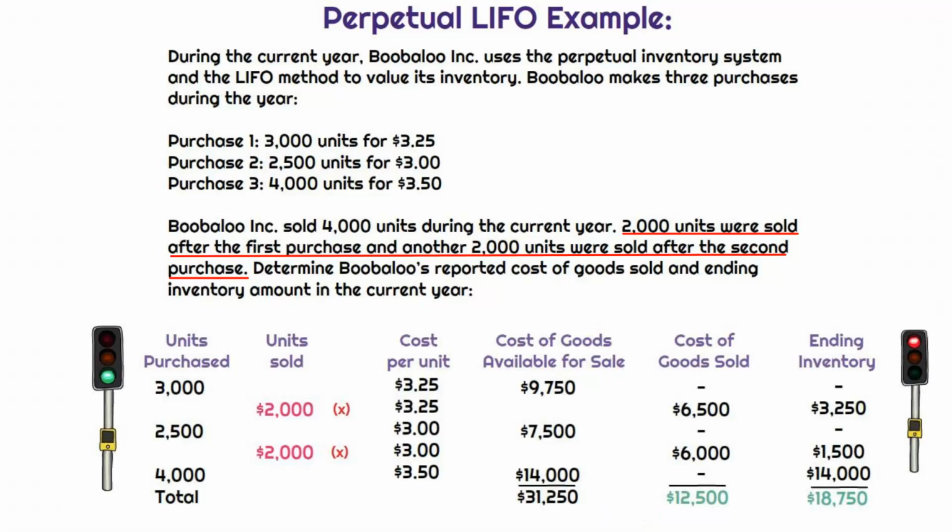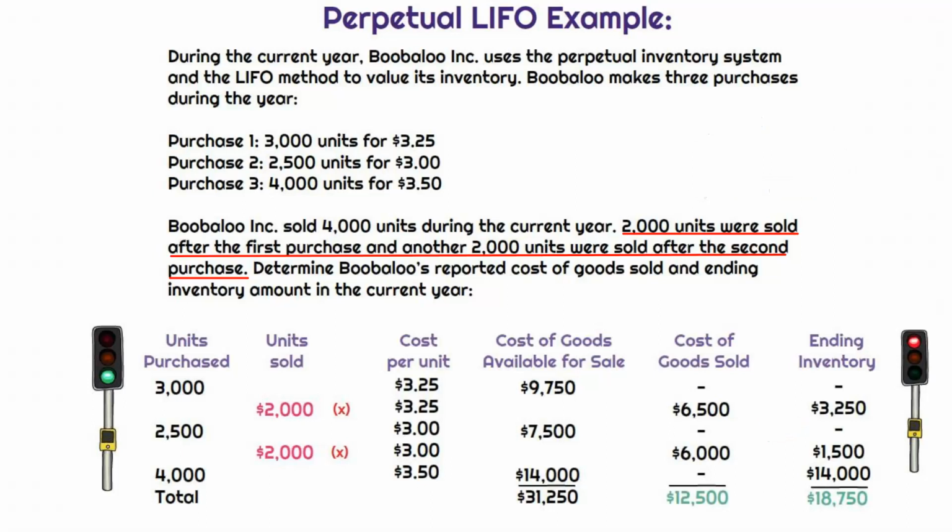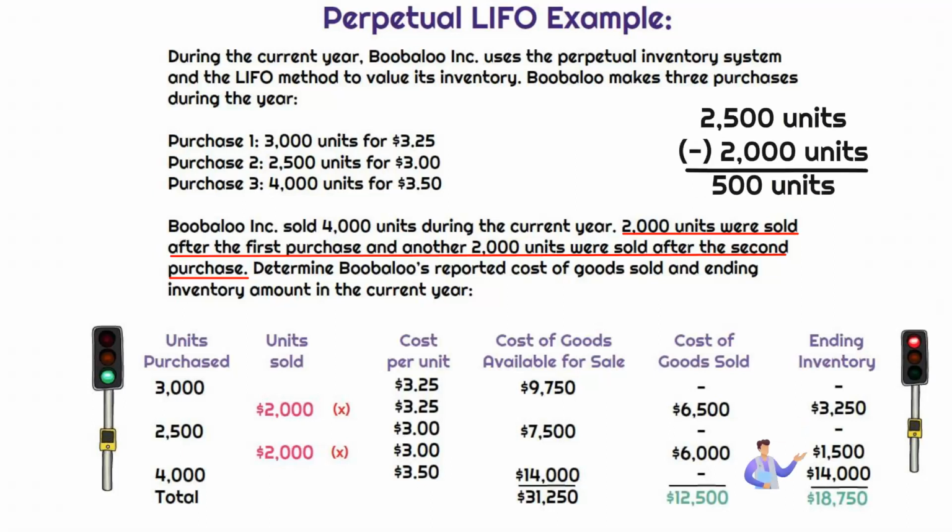Thinking about ending inventory, from the first units that were purchased, 1,000 still remains. Of the 9,750 available for sale, only 6,500 was sold. So we have ending inventory of 3,250. In the second units that were purchased, 500 still remain, right? We sold 2,000 from the 2,500. So 500 multiplied by the $3 per unit gives us $1,500 remaining in ending inventory from the second units purchased.